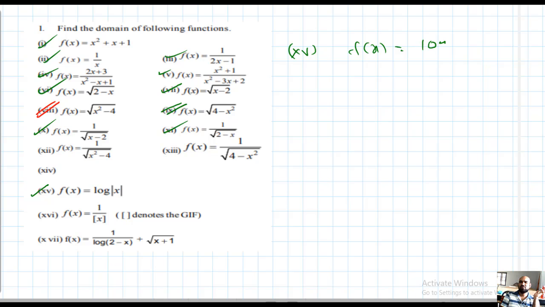So, logarithm of x to the base e is different here. Mod is given, that is the interesting thing. What is the meaning of this? Domain, directly I want the domain: all real numbers except 0.